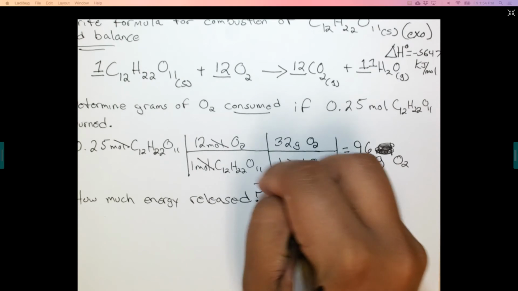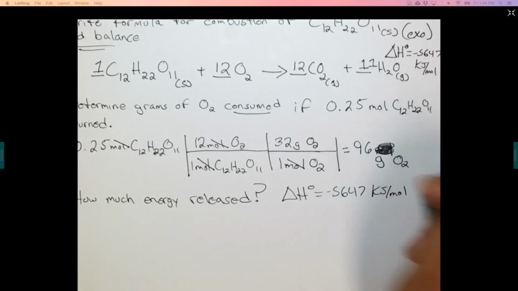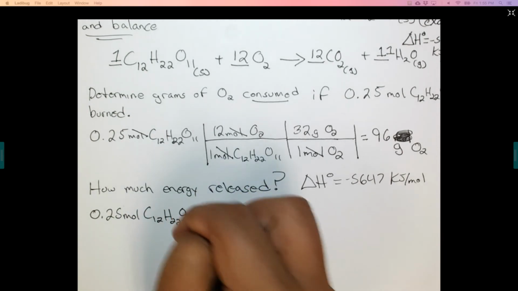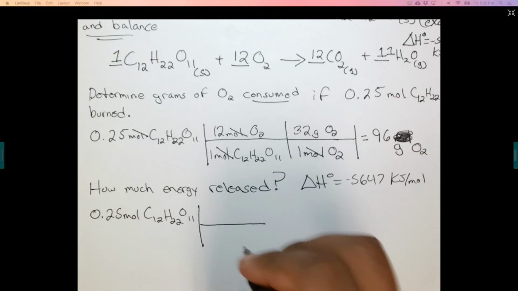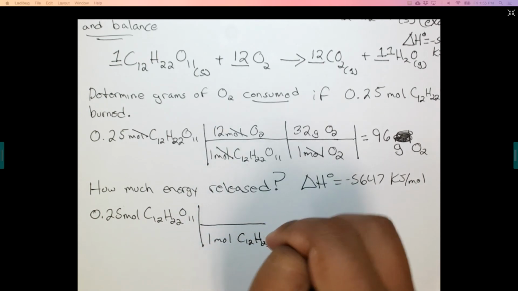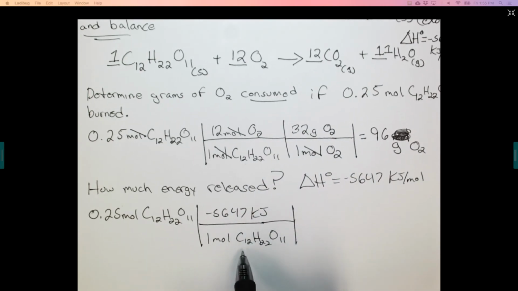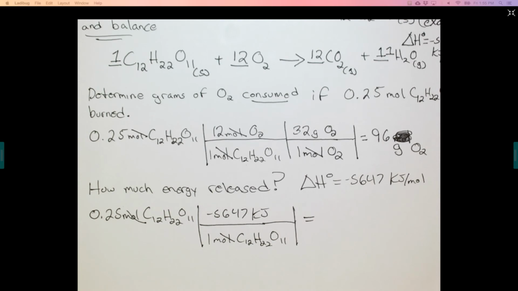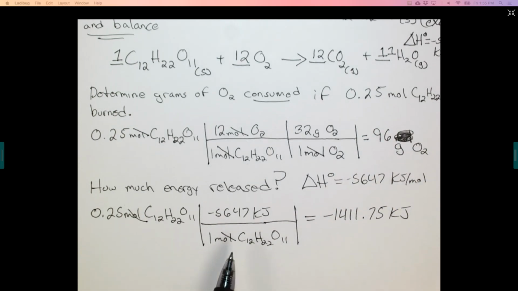So we have a value, and I'm going to rewrite this so you can see it. Negative 5647 kilojoules per mole. And if we have been given 0.25 moles of C12H22O11, we have a conversion factor that is directly related to moles, and 1 mole of C12H22O11 is negative 5647 kilojoules. Remember, kilojoules is an energy unit. Kilojoules per mole gives us the ability to cancel, and we are left with a unit of energy that we're interested in, 0.25 times negative 5647, which is negative 1411.75 kilojoules of energy released if we burn that many moles.